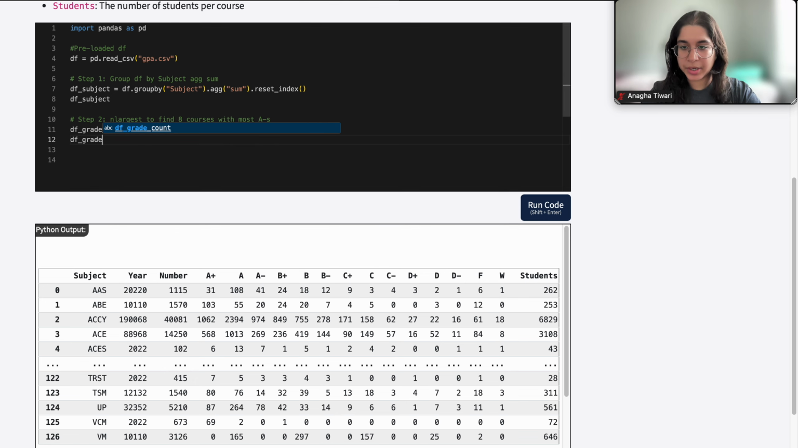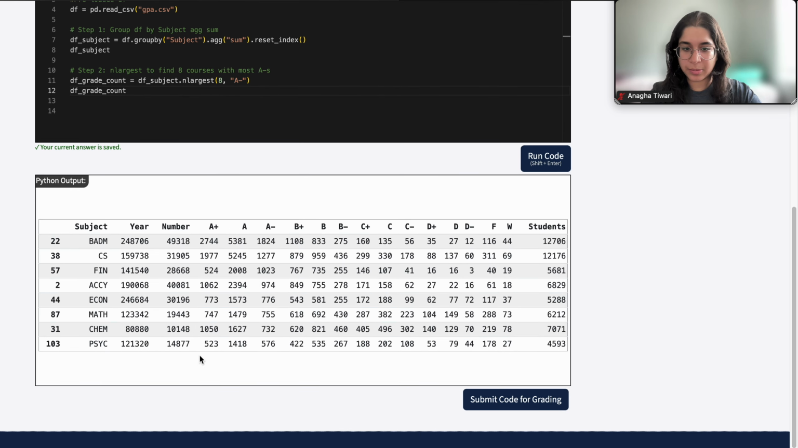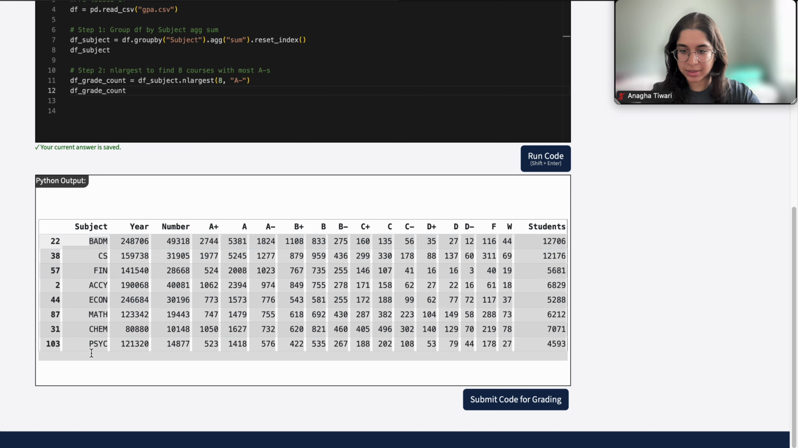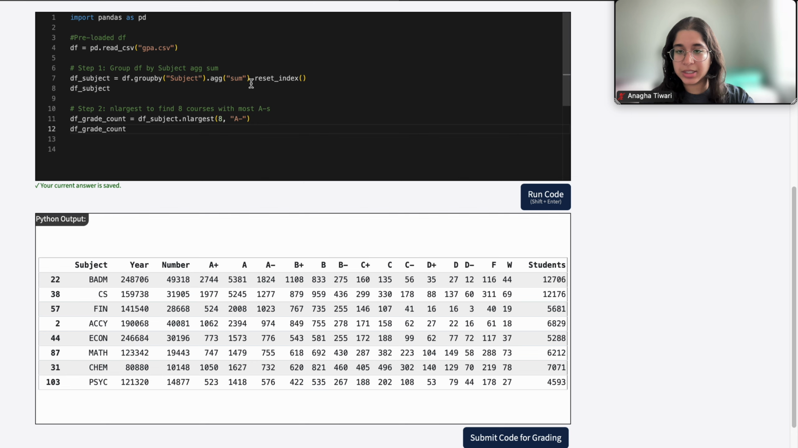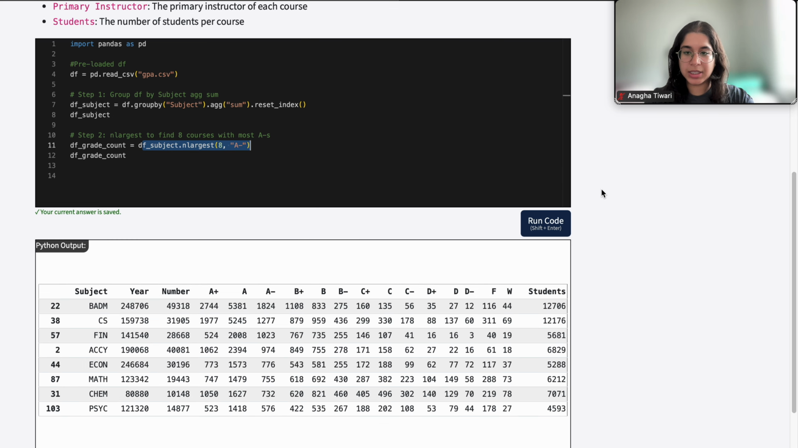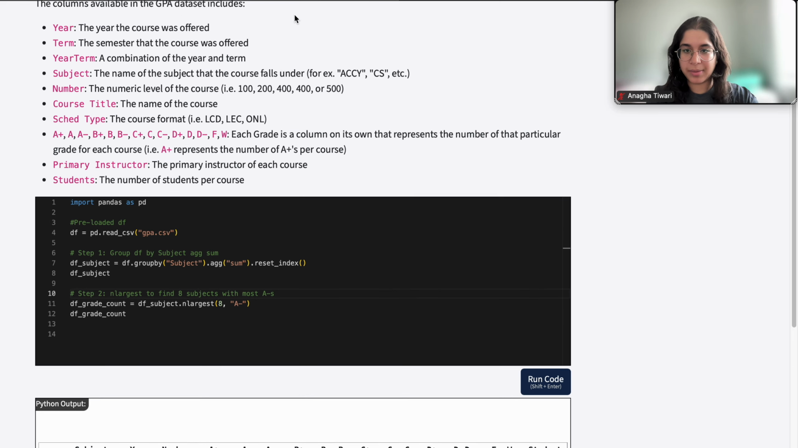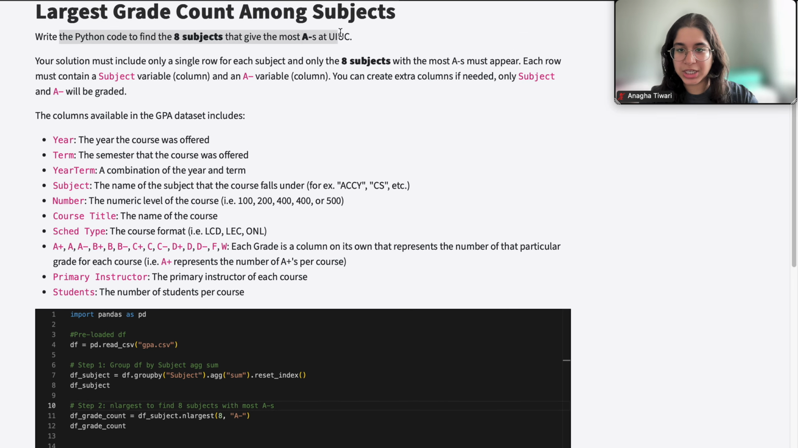When we print out df grade count, this is basically our output. We have these 8 subjects that gave the most A minuses here in UIUC, which makes sense because we first grouped by subject, and we aggregated all of our rows by sum. So for each row that belonged to each subject, we just summed up whatever was in each numerical column. In that way, we were able to find the total number of A minuses for each subject. And then after that, we just found the 8 subjects with the most A minuses by using nlargest. And that's what the question asks us to do.